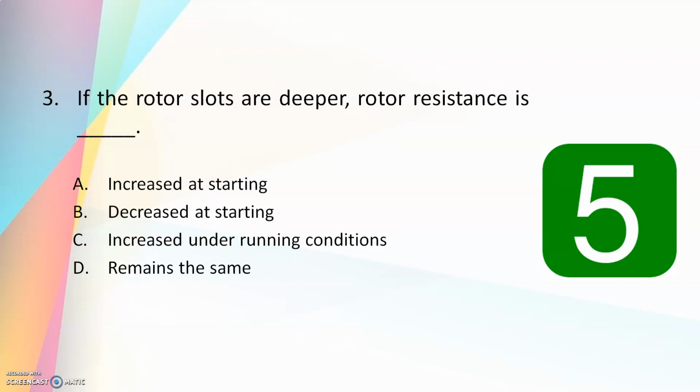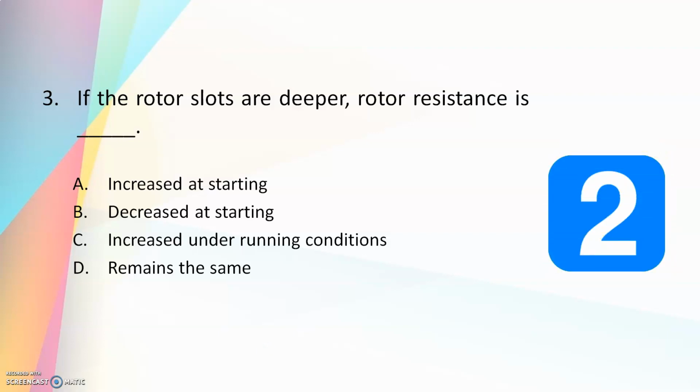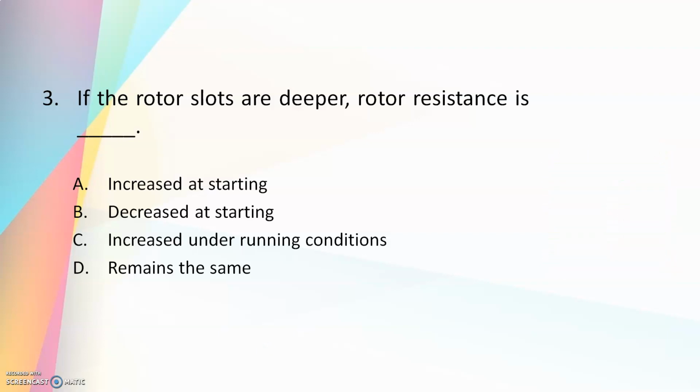If the rotor slots are deeper, rotor resistance is: increased at starting, decreased at starting, increased under running conditions, remains the same. And the answer is increased at the starting. So having deeper slots means increased starting resistance.